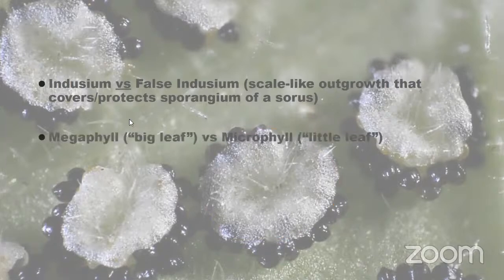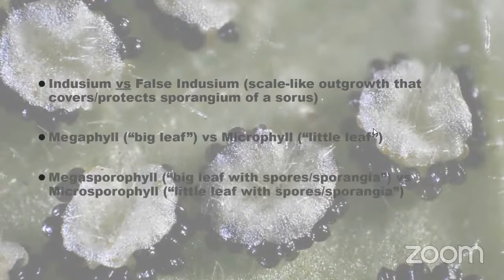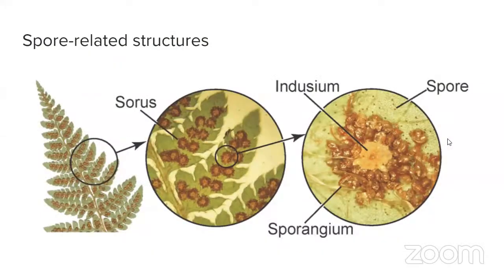So other structures that will be related to reproduction are megaphylls and microphylls, big leaves and little leaves, megasporophylls and microsporophylls, a big leaf with spores or sporangia, a little leaf with spores or sporangia. We'll take a look at some of those under a microscope on Thursday. So this is really just a summary slide defining some of the terms that we'll see later on.